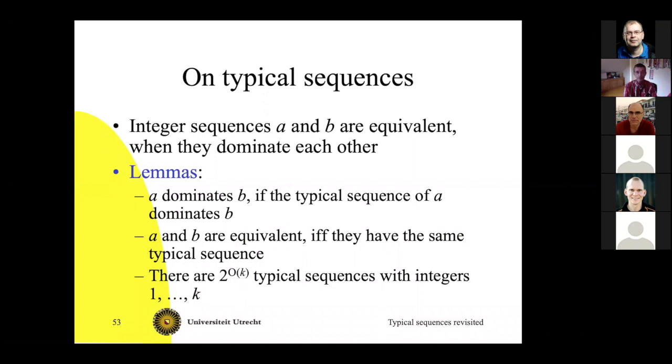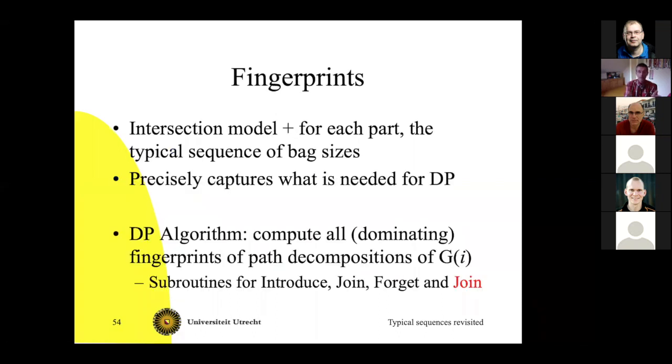Now, we can also introduce a notion of equivalence, where we say that two sequences are equivalent when they dominate each other. And then you can actually see that a sequence dominates another sequence if and only if the typical sequence dominates it. They are actually equivalent if they have the same typical sequence. And you can also show that the number of typical sequences of integers between 1 and k is single exponential in k. And this is nice because for every part of my interval model, we don't need to write down the bag sizes, but we just write down the typical sequence of the bag sizes. And this precisely captures all the information that I need for the dynamic programming.